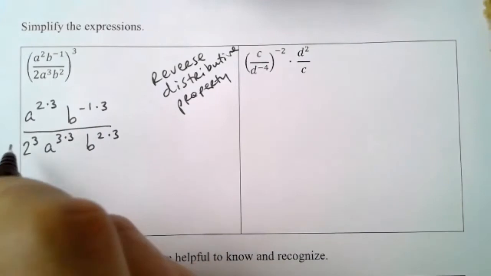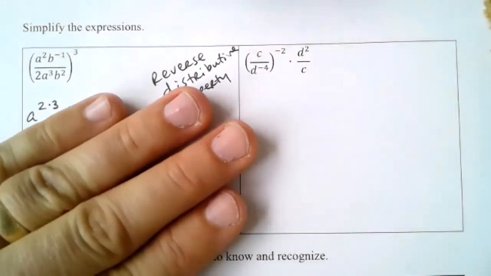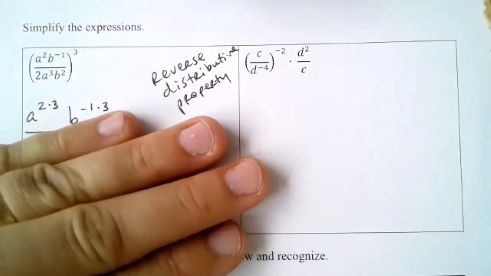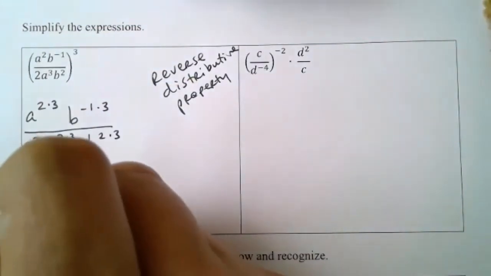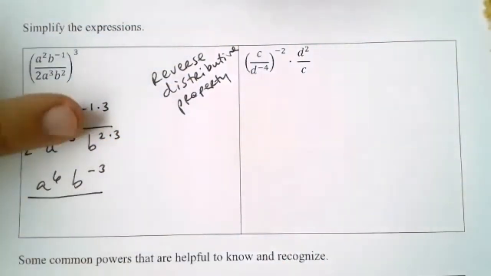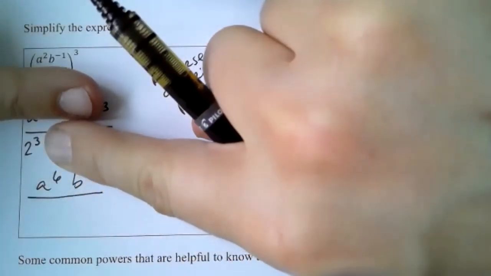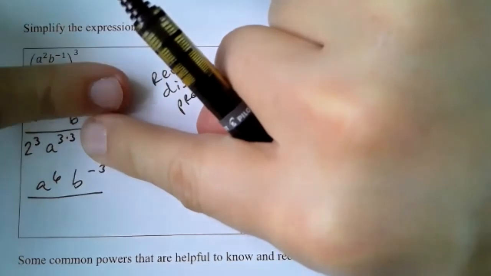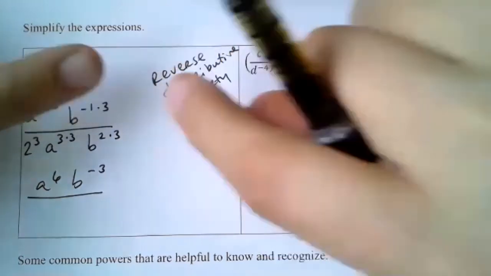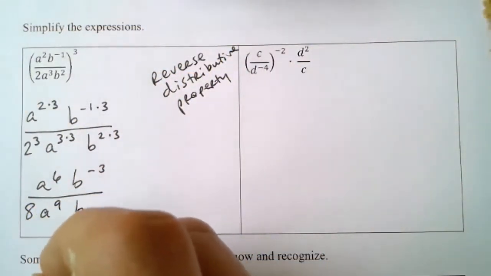Okay, so now if that's the case, I can take this in sections like this. I could say, okay, that's just a to the 6th, and that's b to the negative 3. All right, so let's write that down. A to the 6th, b to the negative 3. Okay, down here at the bottom, I'm going to look at this only. 2 to the 3rd power, that's 8. That's going to be a to the 9th power, and then this is b to the 6th power. So this is going to be 8 a to the 9th, b to the 6th.